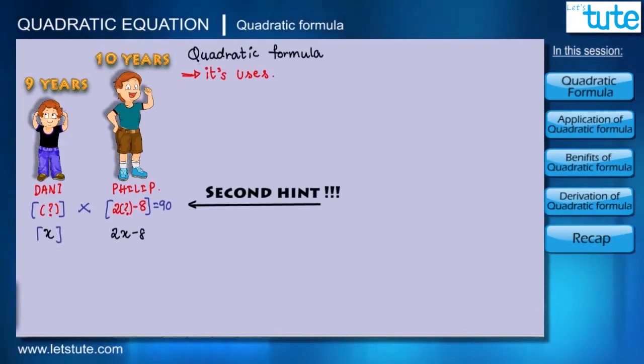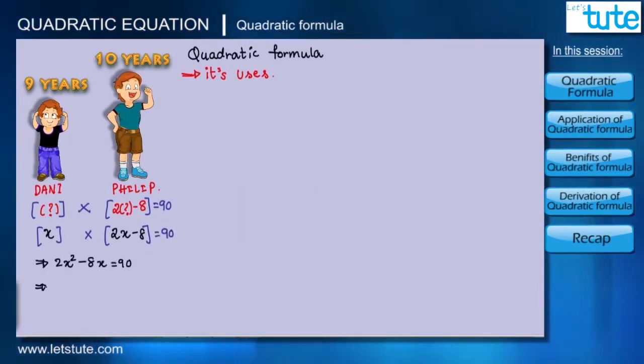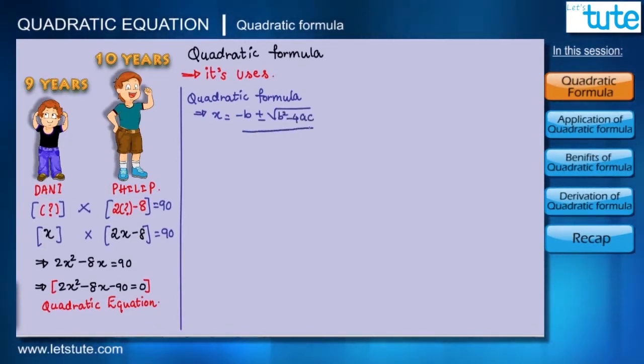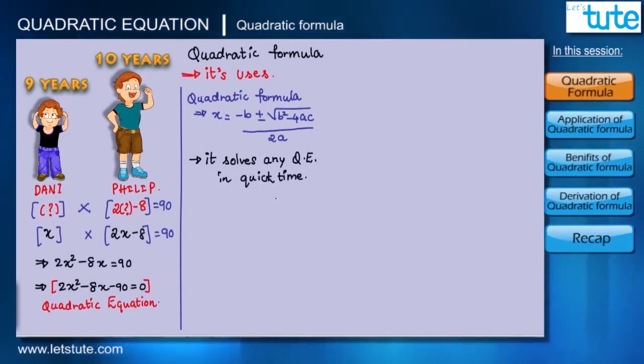So according to the second hint given by them, it became x into 2x minus 8 equals 90, which is 2x square minus 8x minus 90 equals 0, which is a quadratic equation. And I solved it and got the value of x using the quadratic formula. That is, x equals minus b plus minus square root of b square minus 4ac upon 2a. The good thing is that this quadratic formula can solve every single quadratic equation very quickly.